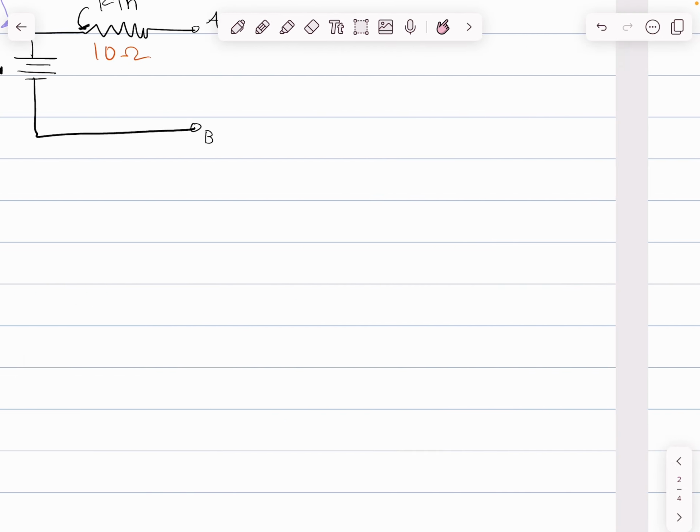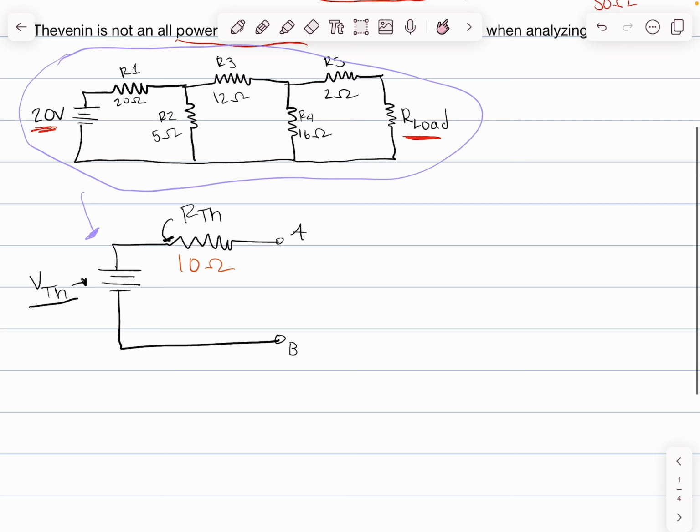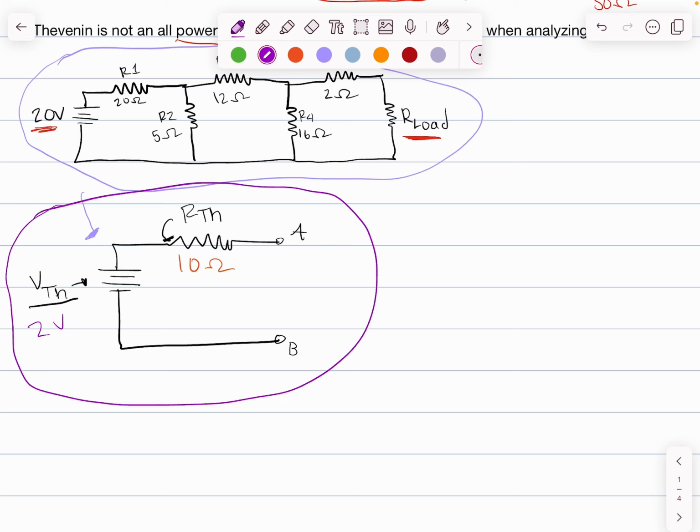So I'm once again going to go back to my final circuit. I'm going to write in 2 volts for Thevenin, and I can circle this, and this will be my final Thevenin equivalent circuit.